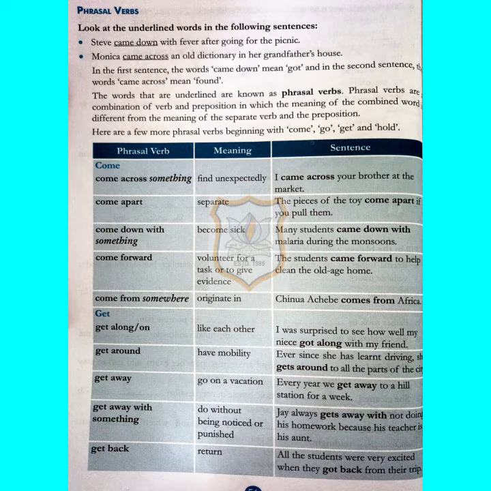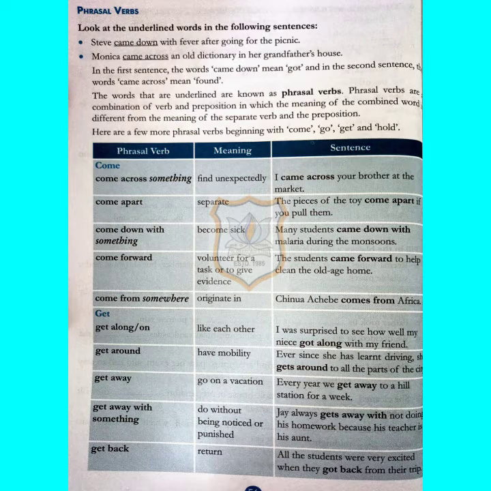Phrasal verbs are a combination of verb and preposition in which the meaning of the combined word is different from the meaning of the separate verb and preposition. So here you can see phrasal verbs are the combination of verbs and prepositions in which the meaning of the combined words differs from the meaning of the verb and preposition. So here a table is given in which you have to understand what a phrasal verb is, what is the meaning of that phrasal verb, and how this phrasal verb is used in a sentence.